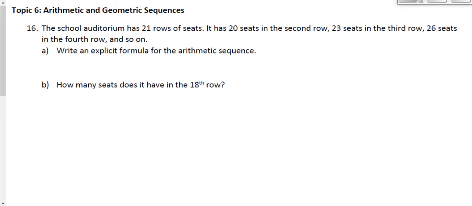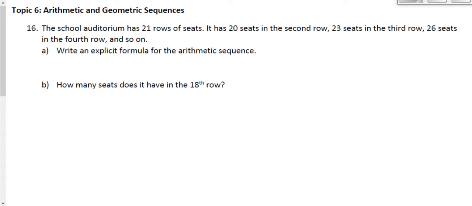In this video, we're looking at topic 6 from the CFE review, which is arithmetic and geometric sequences. We're going to start with question 16, which says we have a school auditorium with a total of 21 rows of seats. It has 20 seats in the second row.